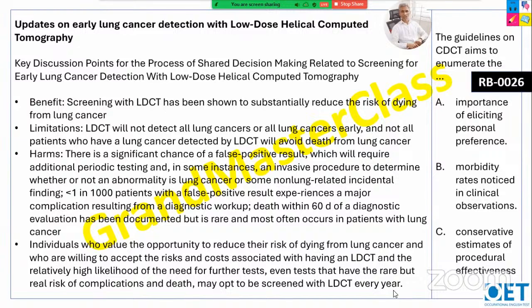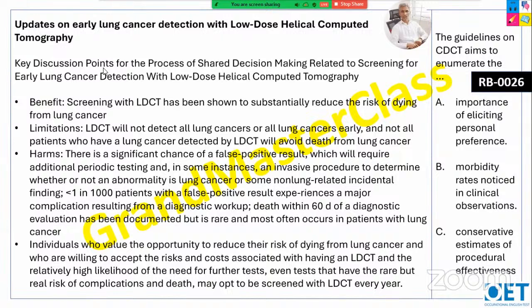They can go forward and accept this one, and they can have LDCT every year. Okay, so that is what it is. And they should also go for other tests, not only LDCT, because you cannot take this as 100% guaranteed. There are chances, so that is an estimation. Not 100%. They want to value the opportunity to reduce their risk. Reduce the risk, chances are there. So you go for that one. That is what he's telling. So all the points are pointing out here only.